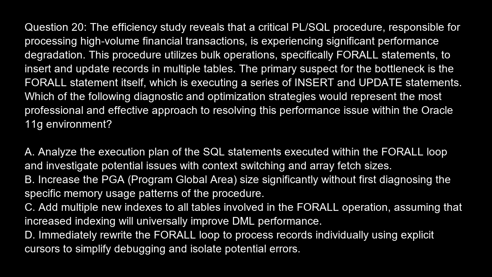Option A. Analyze the execution plan of the SQL statements executed within the FORALL loop and investigate potential issues with context switching and array fetch sizes. Option B. Increase the PGA, program global area, size significantly without first diagnosing the specific memory usage patterns of the procedure. Option C. Add multiple new indexes to all tables involved in the FORALL operation, assuming that increased indexing will universally improve DML performance. Option D. Immediately rewrite the FORALL loop to process records individually using explicit cursors to simplify debugging and isolate potential errors.